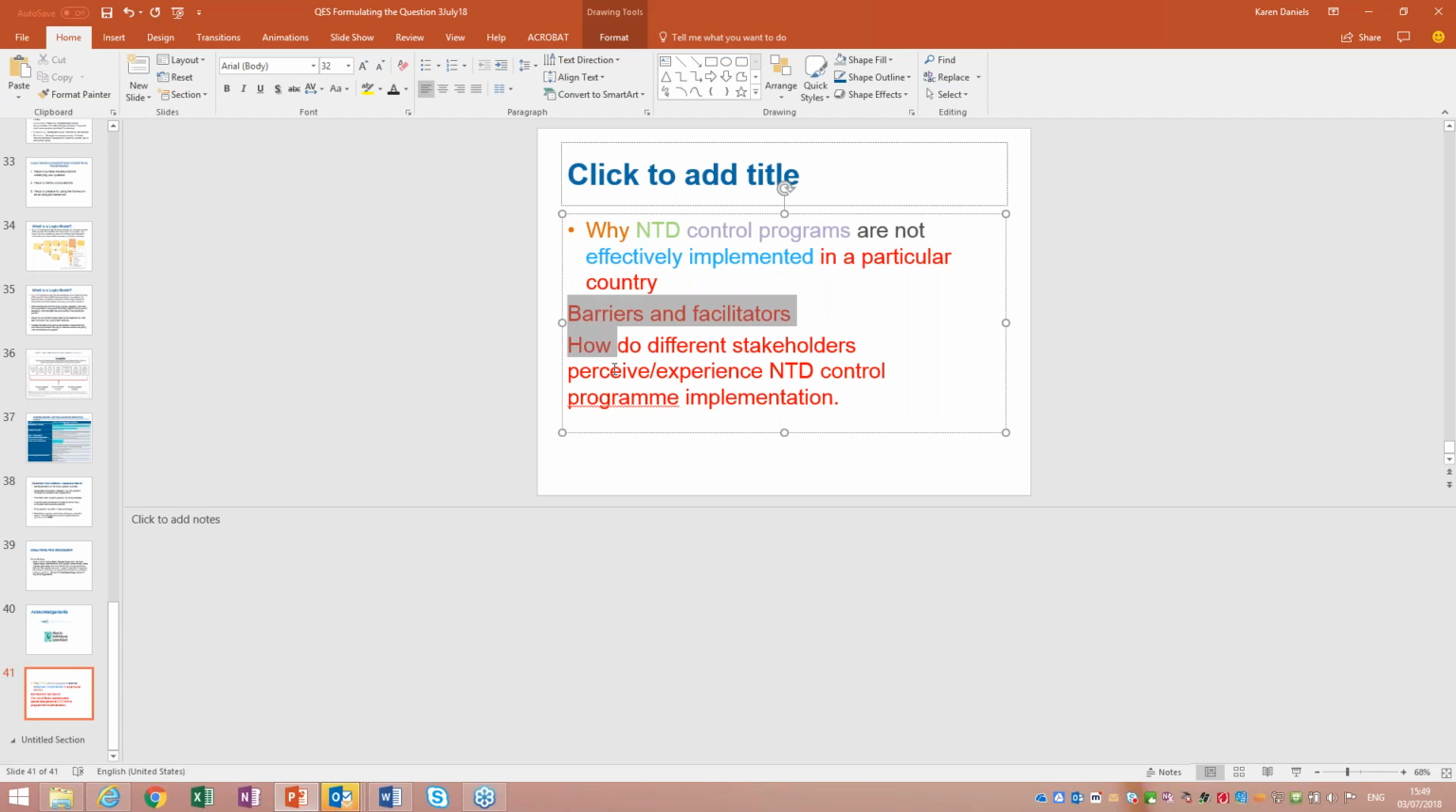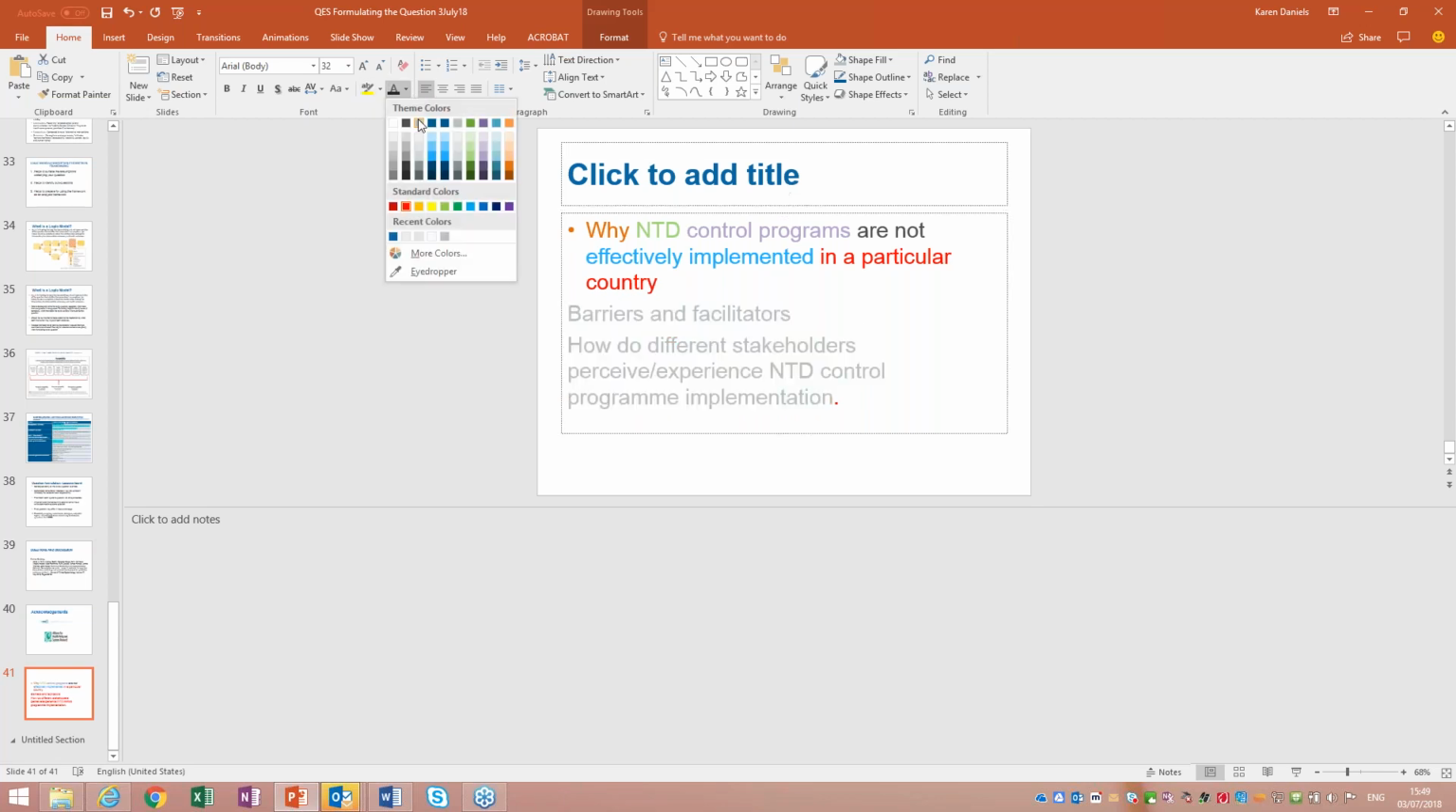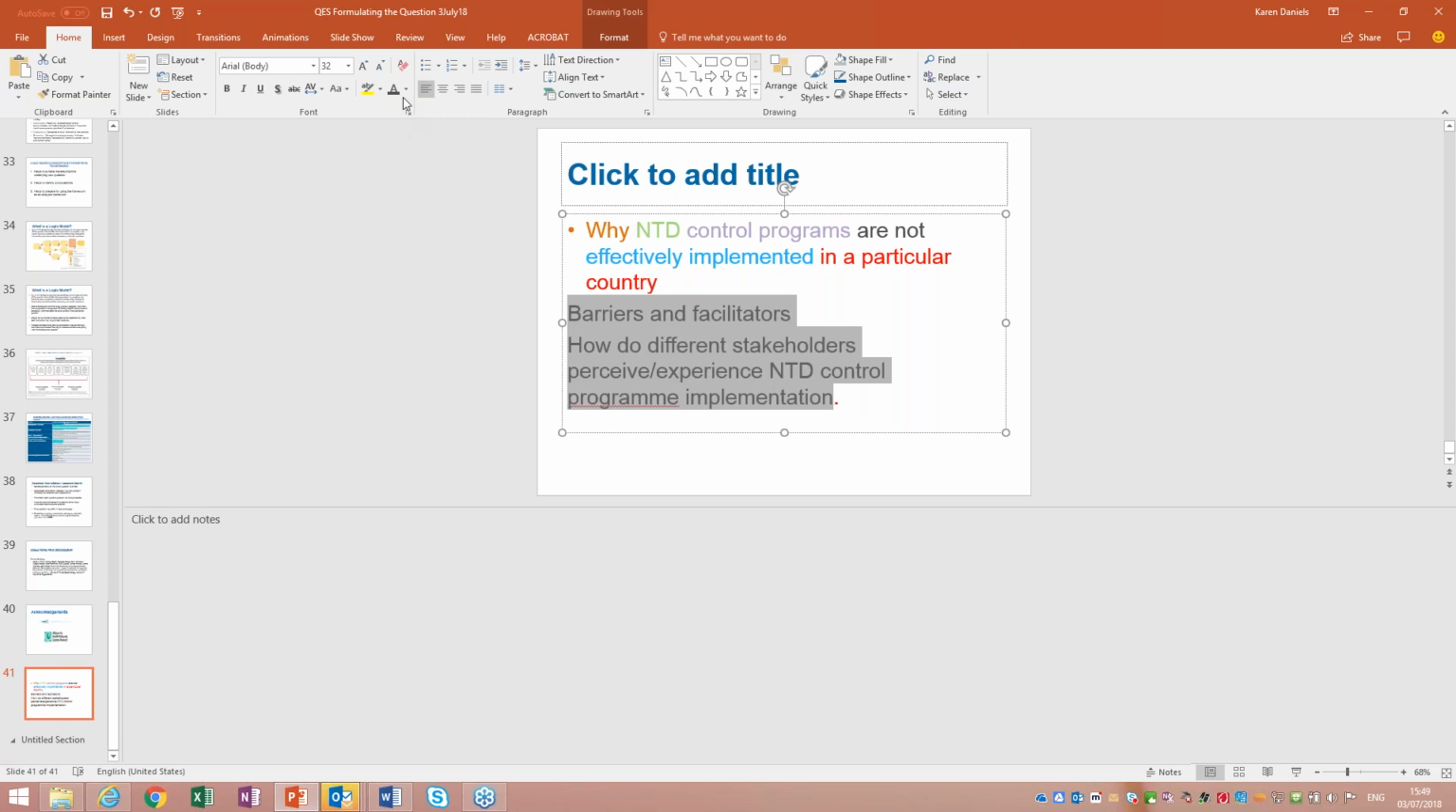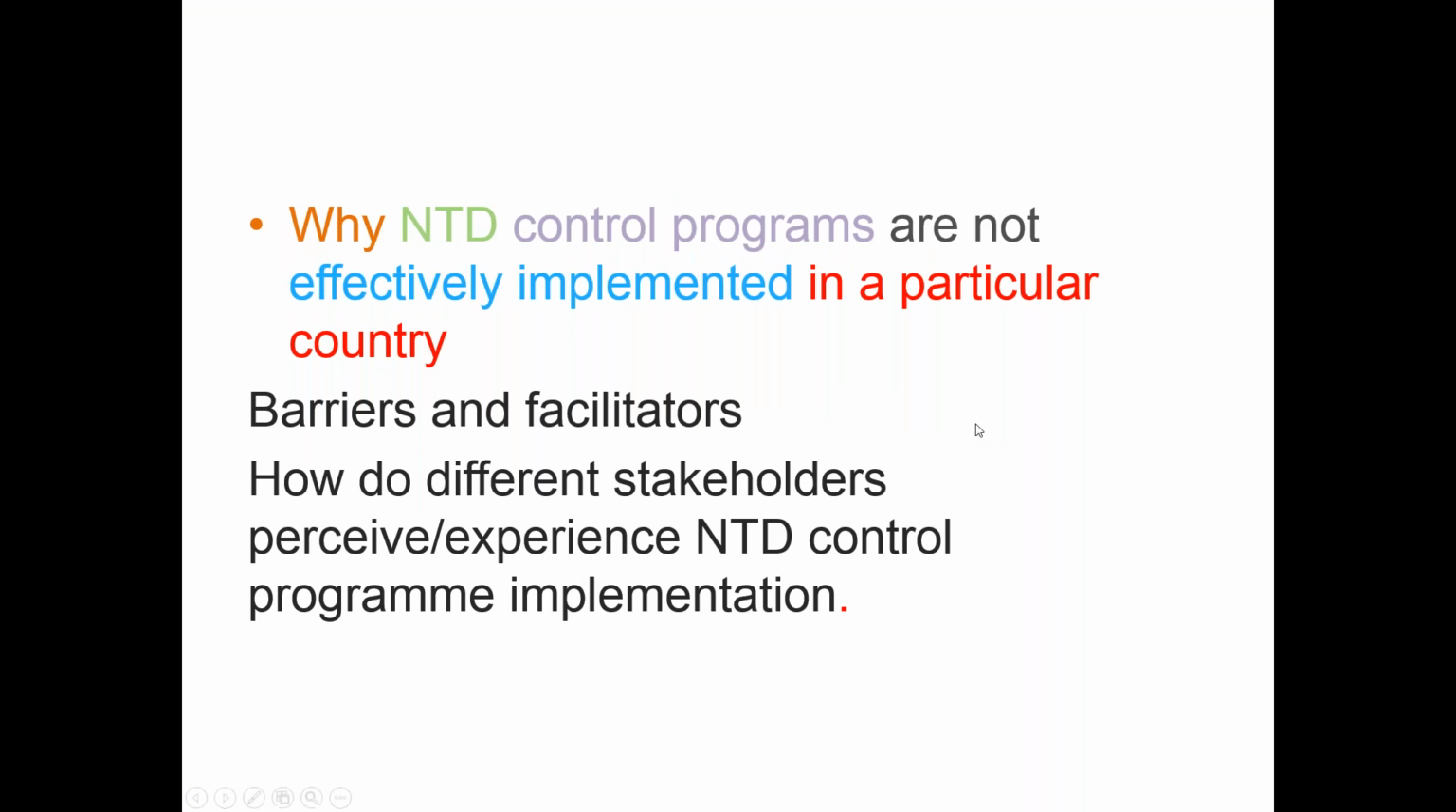And contextual factors as well. So you can translate this question, which is probably going to come from your policymaker, who asks, why in my area does this not work? Then you translate that. What is it that you want to know? What you want to know is, what are the barriers and facilitators to implementation?